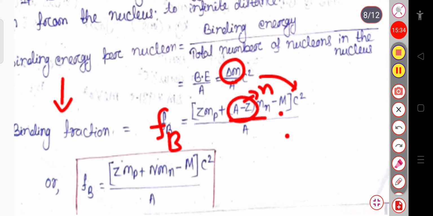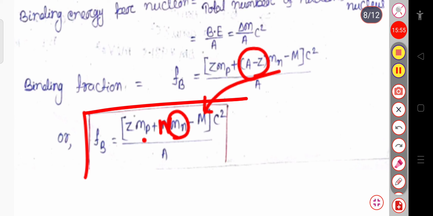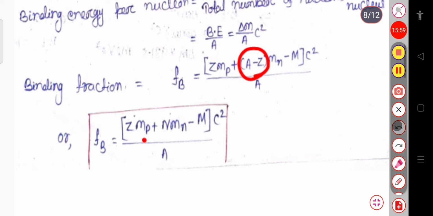Okay. Now the binding fraction can also be written as Zmp plus, in place of A minus Z I will write N, that is the number of neutrons present, into mn, that is the mass of the neutron, minus m, whole into c square divided by A. This is your binding fraction, or this is also known as the binding energy per nucleon. Okay. Let us solve one question.